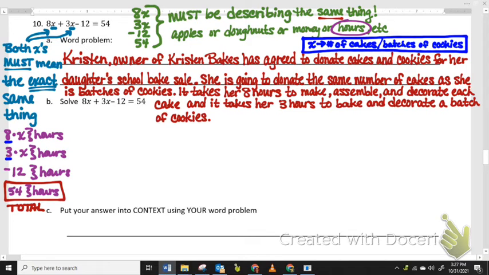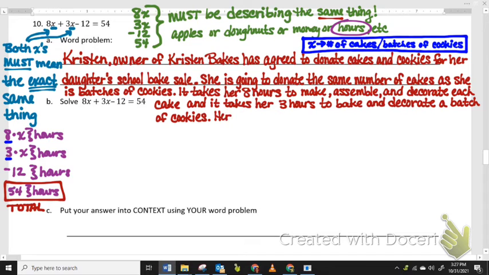Now I need to get that minus 12 taken care of. So something is going to take away 12 hours of work from her. So since she's doing this for her daughter's school bake sale, let's say that her daughter, for her contribution, is going to help with 12 hours worth of work here. So that's going to take 12 hours off of Kristen's plate. So that's that minus 12 there.